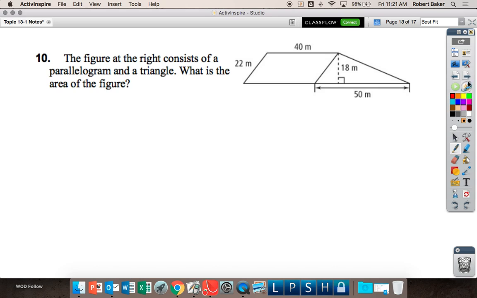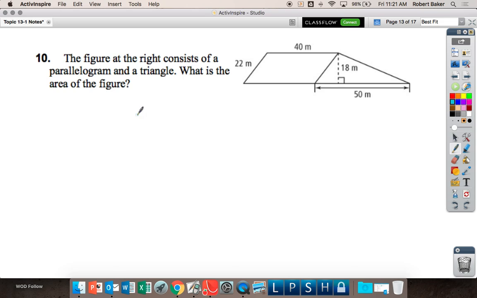Okay, here's your for real first composite figure. It says you have a parallelogram and a triangle. What is the area of the figure? 18 meters times 50 meters over 2 to find the area of the triangle. So you can work with the triangle first.